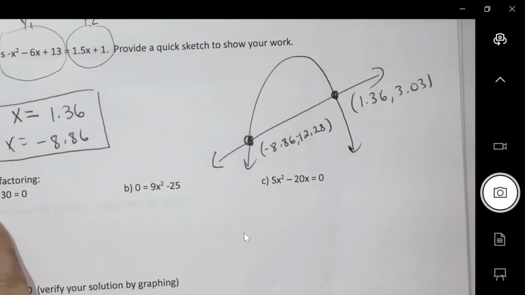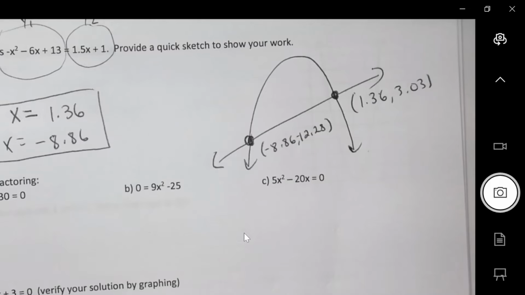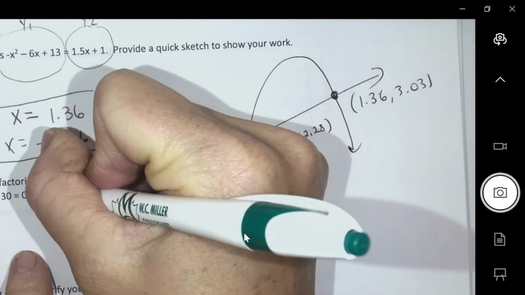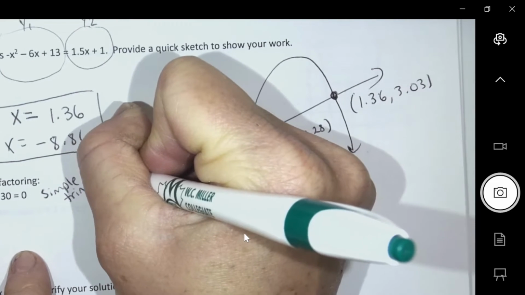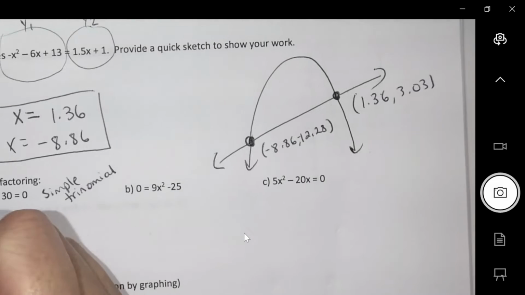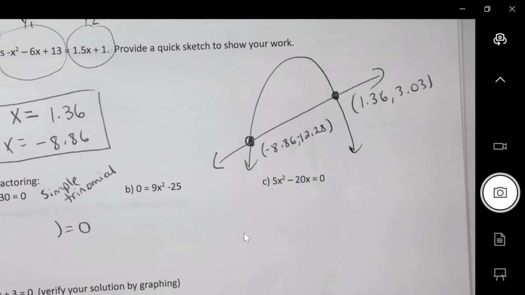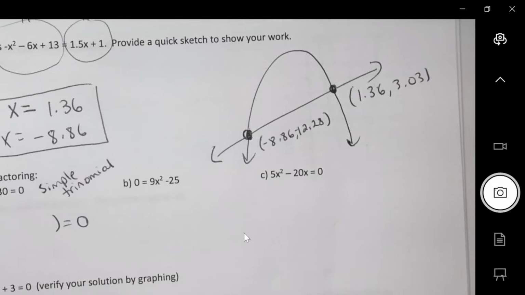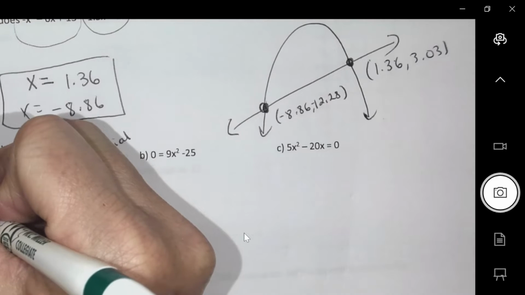Okay, so when I see this, we did a bunch of styles, and this one was called a simple trinomial. So this is what we did, 2 brackets. Simple trinomial is 2 brackets. What times what makes x squared?